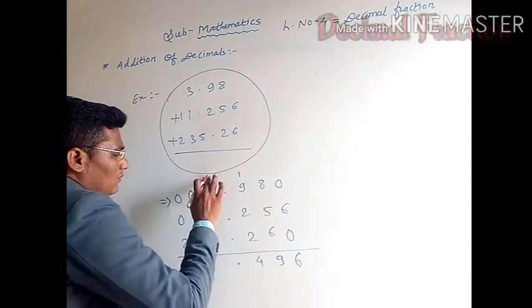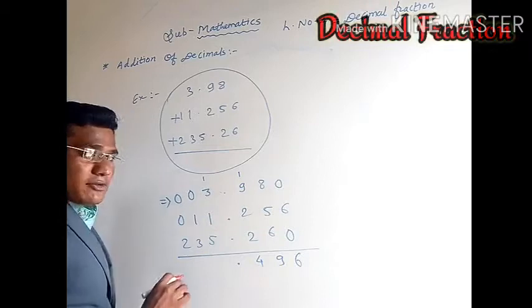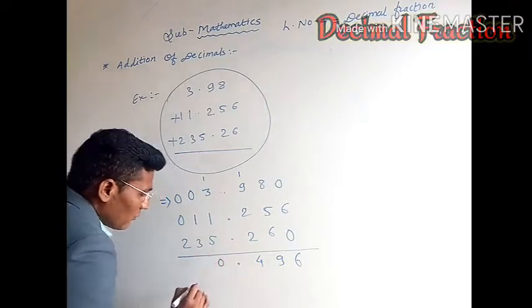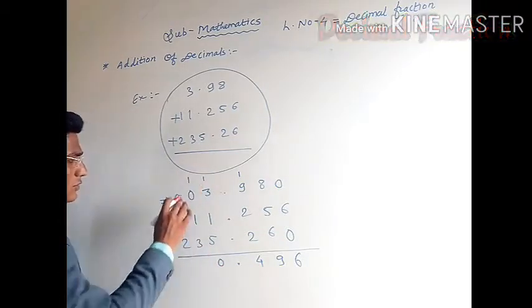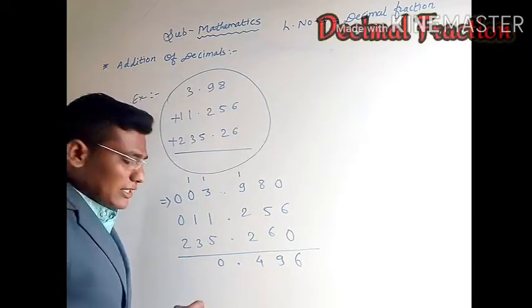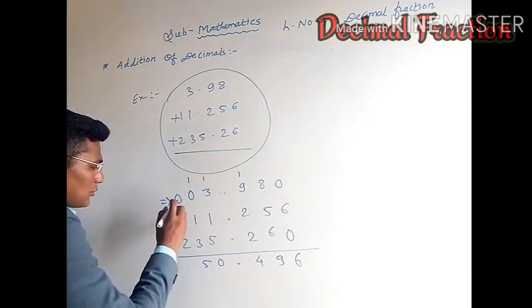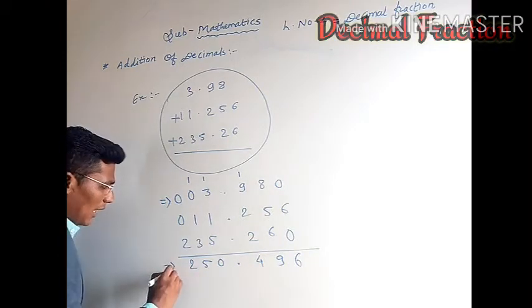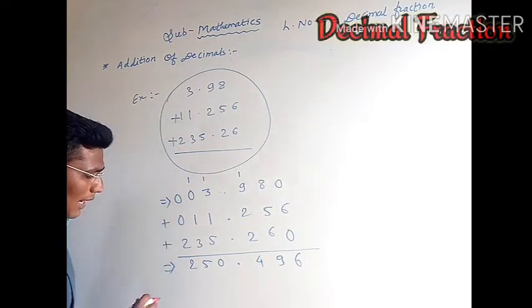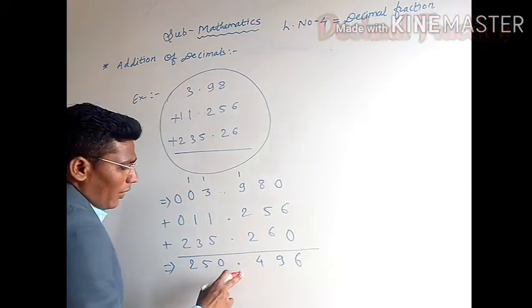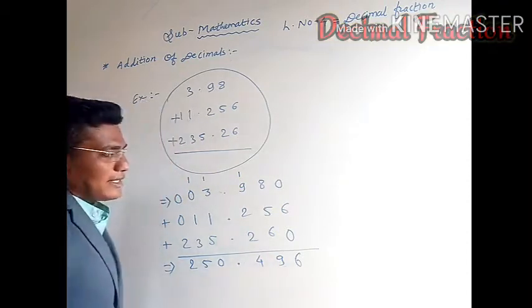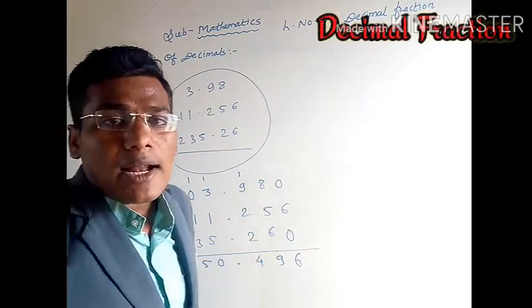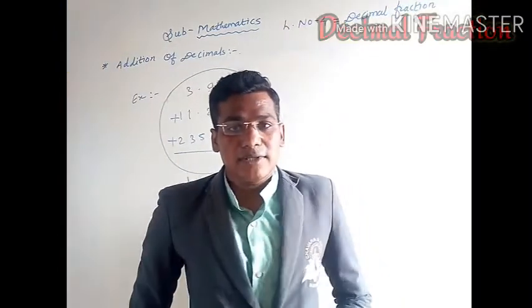So 3 plus 1 is 4 and 4 plus 1 is 5, 5 plus 5 is 10, 0 will be here and 1 will be carried. So 1 plus 1 is 2, 2 plus 3 is 5 and 0 plus 0 plus 2 is nothing but 2. So this is how we got the answer as 250.496, and this is how we can solve addition of decimal numbers.